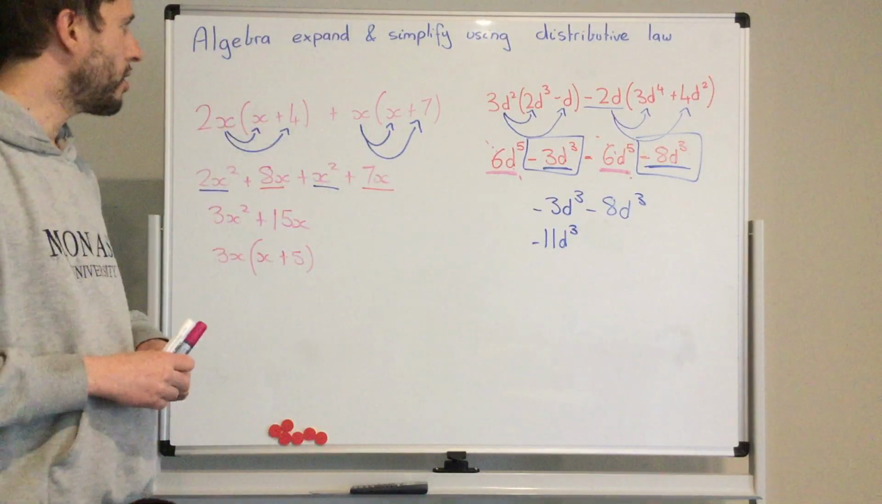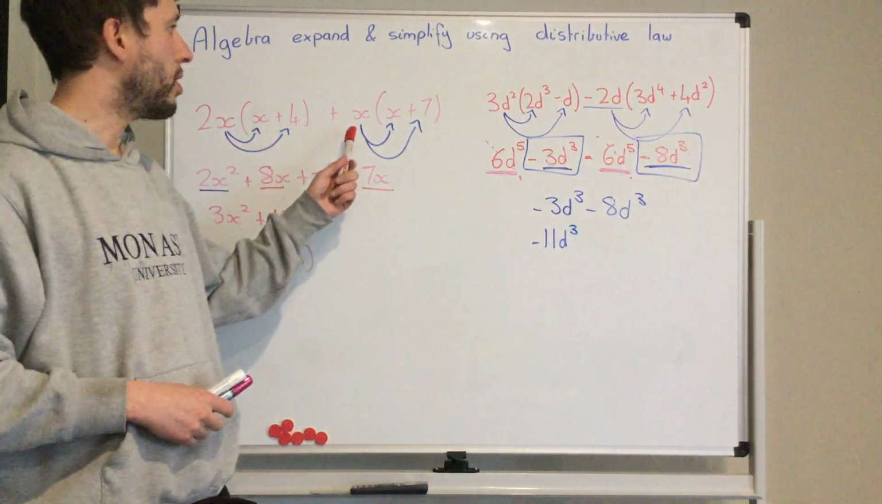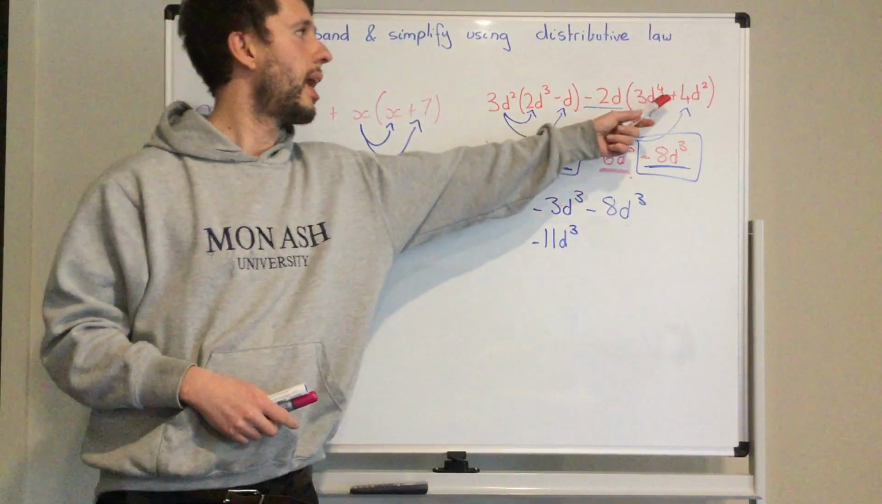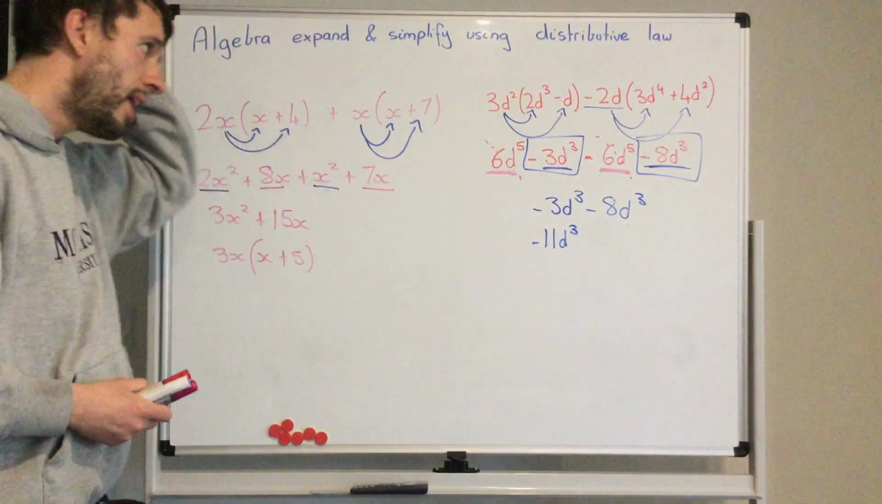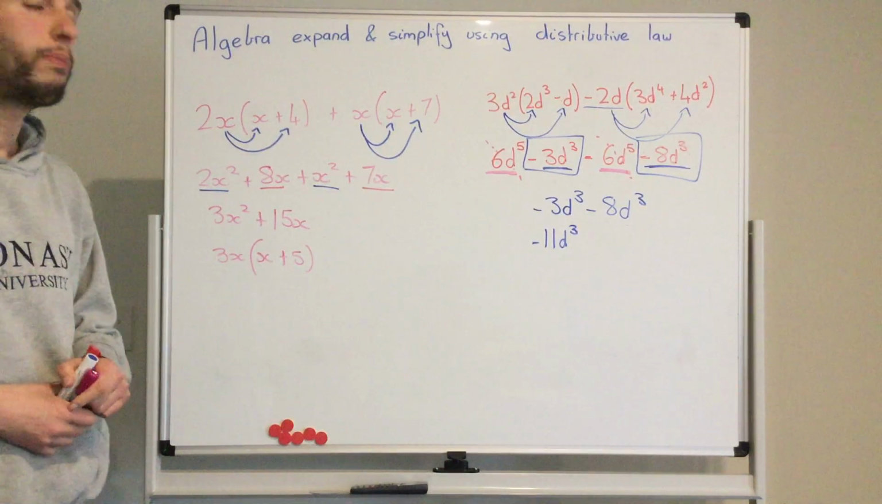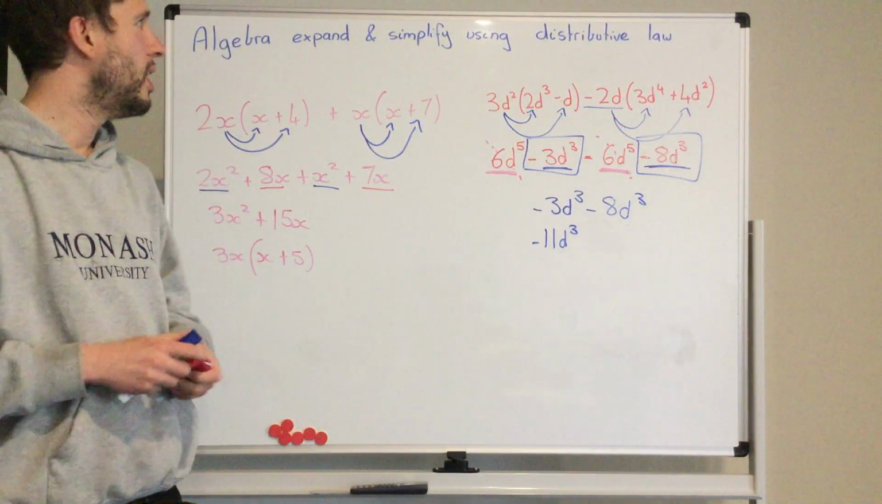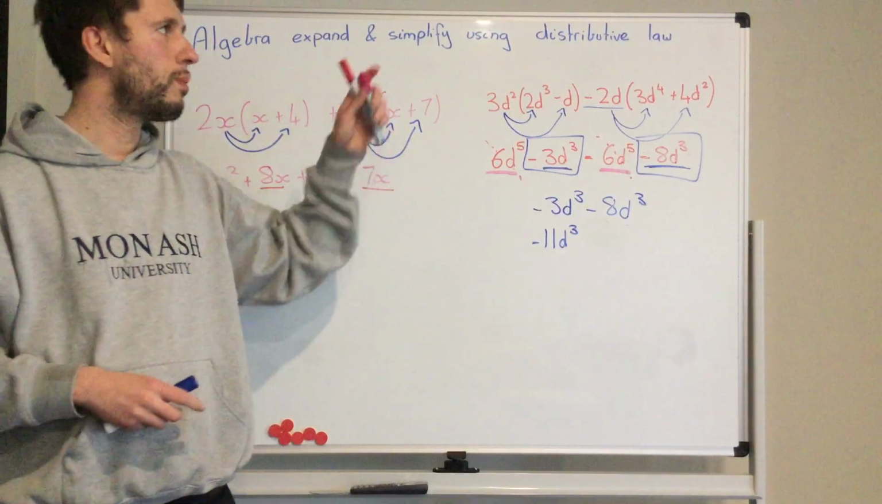So the main thing I'd like you to think about is make sure that when you expand, you think about the signs that they have to assist you. And then the second thing you need to be thinking about is your like terms to simplify. Really hope that helps you out to understand how to expand and simplify using the distributive law.